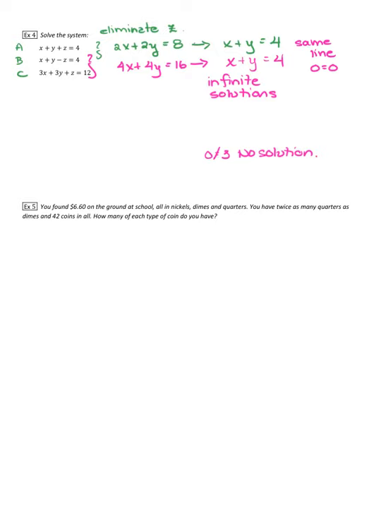Okay, let's now do a 3 by 3 word problem. Typically, not always, but a lot of times, these come to you in a very specific way. You're going to have an equation that represents a quantity of something, a value of something, and a relationship between those things. So in this one, you find $6.60 on the ground at school, back in the day when we could go to school, all in nickels, dimes, and quarters. You have twice as many quarters as dimes and 42 coins in all. How many of each type of coin do you have?